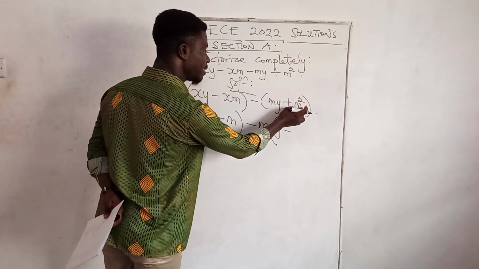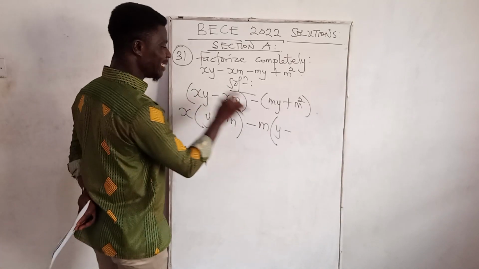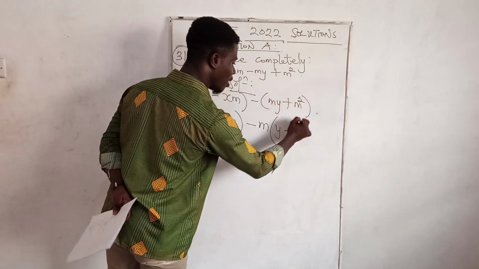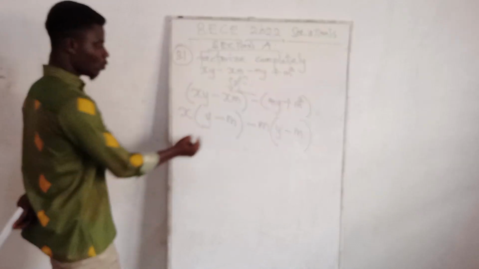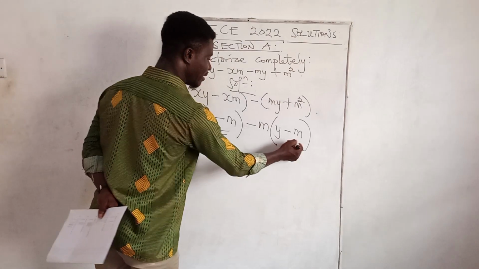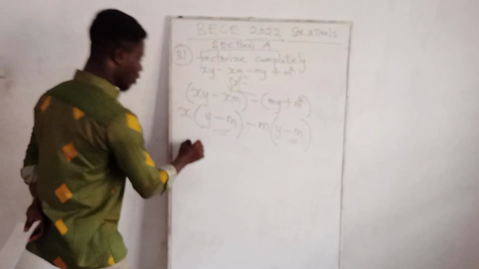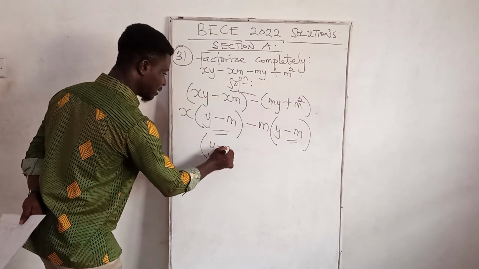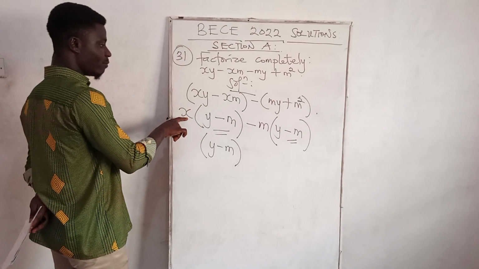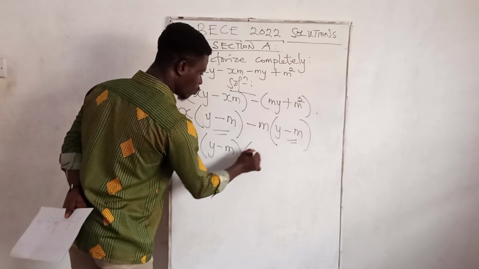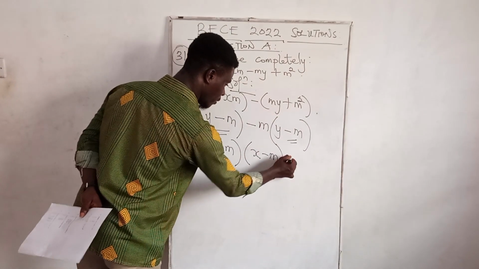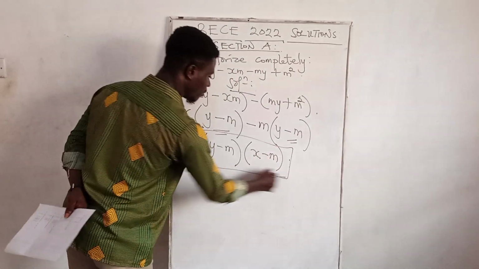Now this m, there are two, but one is outside, so we have our one inside. I can see that this bracket and this bracket are the same, so I just take one: y minus m. Then I have my x minus m. So we have y minus m times x minus m.